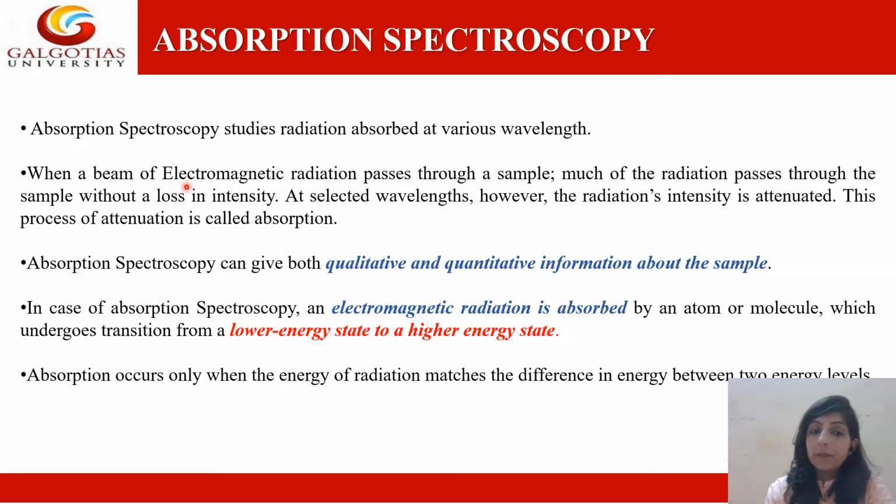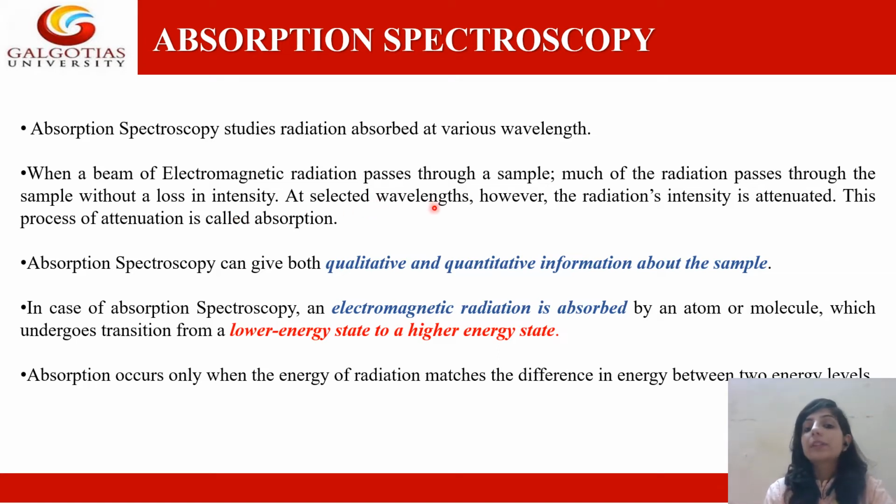Now when a beam of electromagnetic radiation passes through a sample, much of the radiation passes through the sample without a loss in intensity. That is, whenever we pass electromagnetic radiation towards a sample, much of the radiation passes through the sample as it is. There occurs no loss in the intensity of radiation. If the intensity of our incoming radiation is 100%, then much of the radiation that passes through the sample is of that 100% intensity.